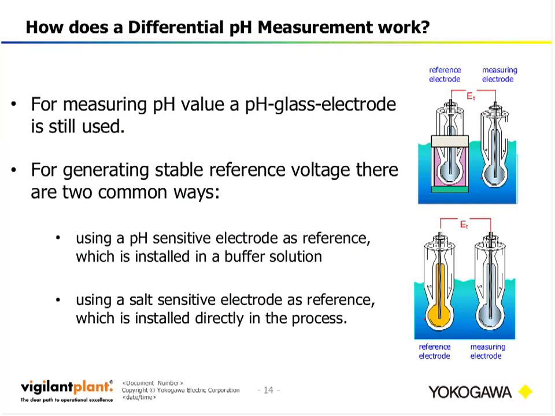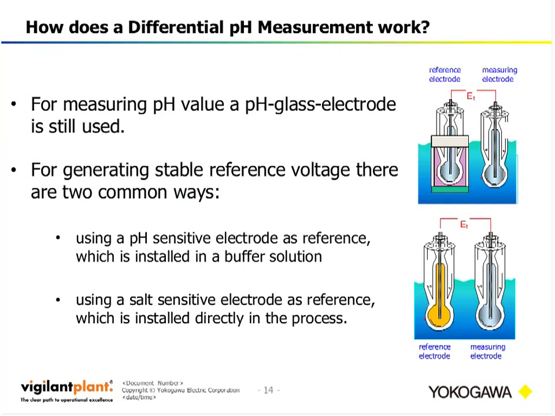How does a differential measurement work, and how is it different? Like the conventional pH measurement, the pH glass sensor is still used for measuring the pH relative to this potential. But for generating a stable reference electrode, there are two common ways that this can be done, and this is where confusion comes in between what Yokogawa offers and what other manufacturers offer.